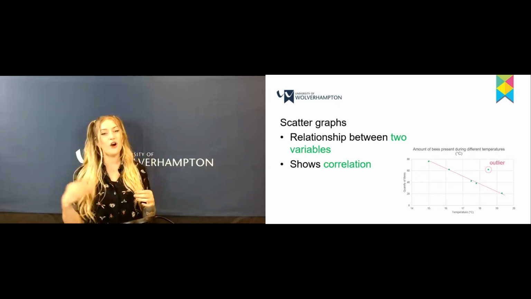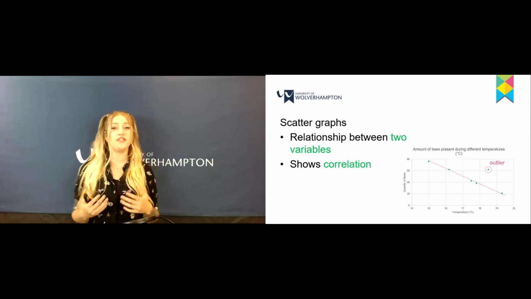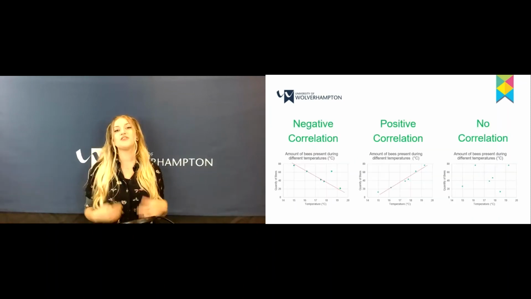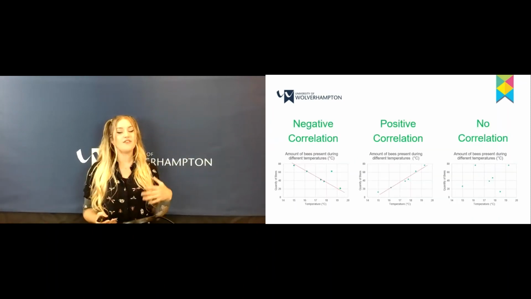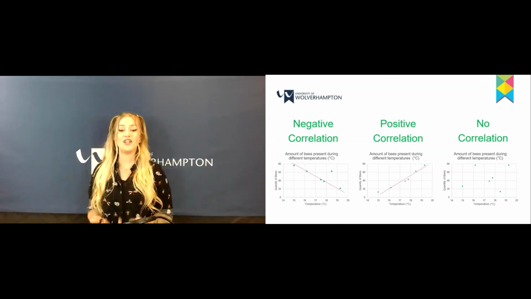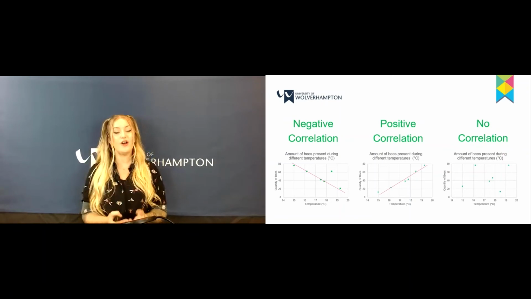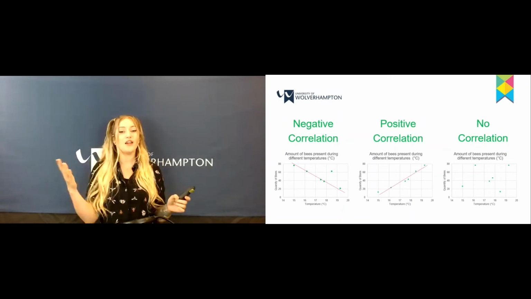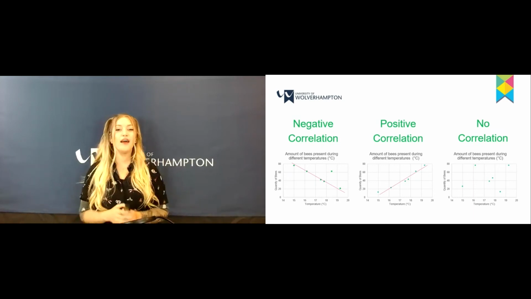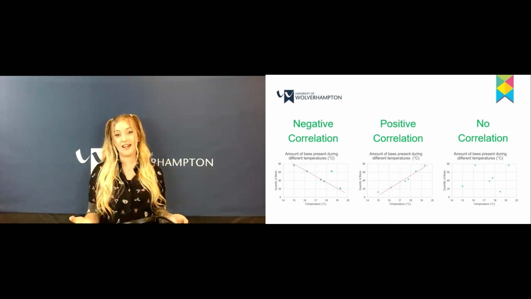So when it's hotter, fewer bees are out. You might get a few data points that don't fit the trend, and these are called outliers. Now, to see the correlation, you can have a negative correlation, a positive correlation, or no correlation at all. If your correlation is negative, your trend line will slope down across the graph. If your trend line rises up across the graph, that is a positive correlation.